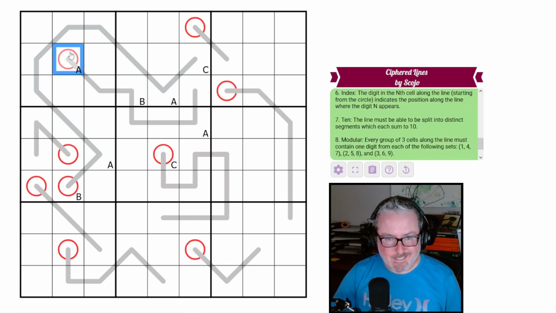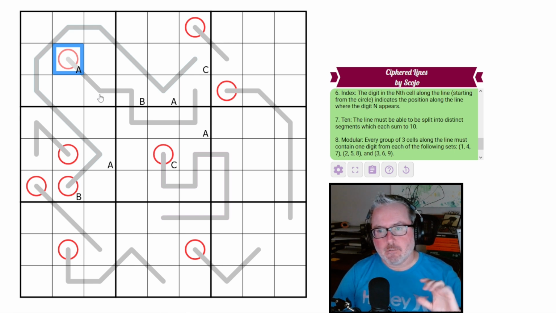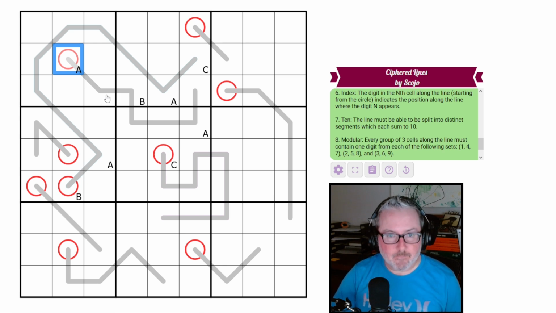So if this was a 6, let me just read it for you. The digit in the nth cell along the line, starting from the circle, indicates the position along the line where the digit n appears. So if this is a 6, creating an index line, the 6th, 1, 2, 3, 4, 5, the 6th digit along that line would be a 1, because that's what this digit would be telling us it is.